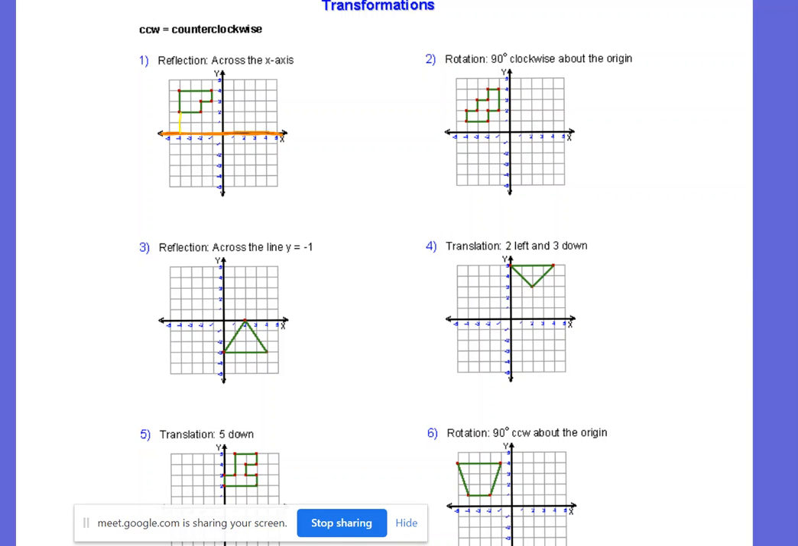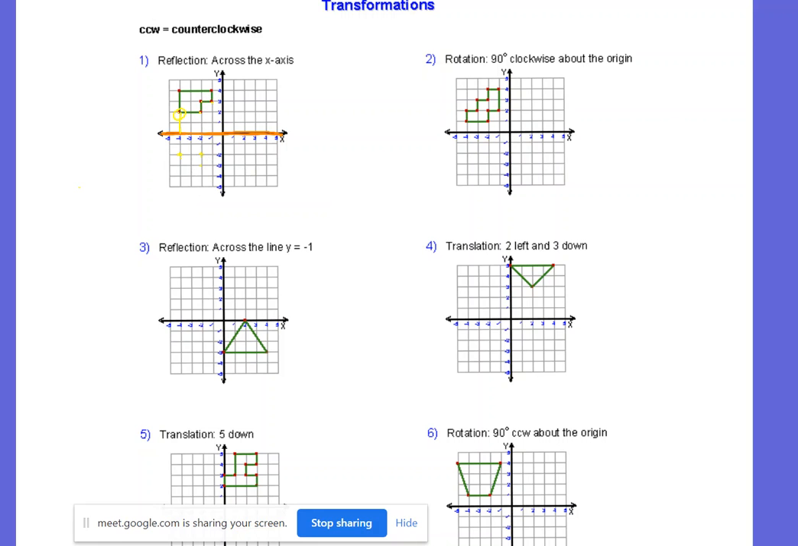How far is this point right here from the line of reflection? 2. 1. Right, and so it's going to remain 1 space away from that line of reflection. So this point will now translate right here. How far away is this point from the line of reflection? 2 points. Okay. How about this point? 3. So it's going to be right here.